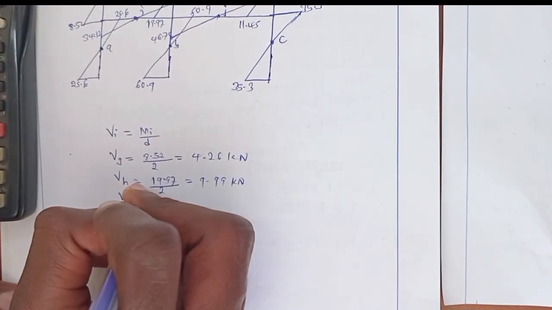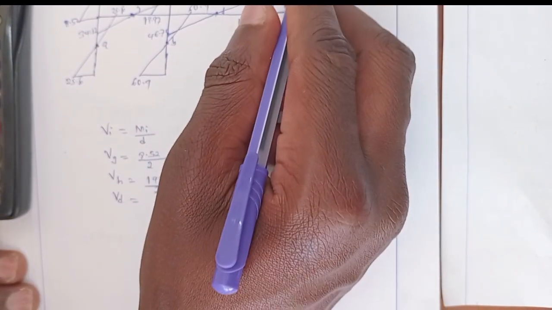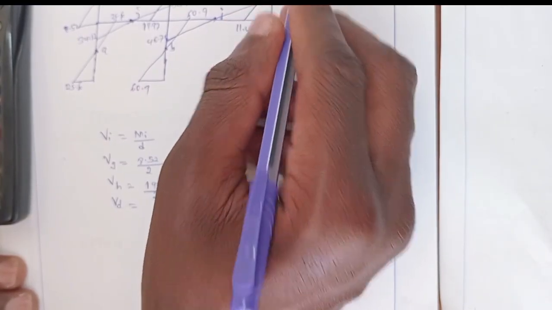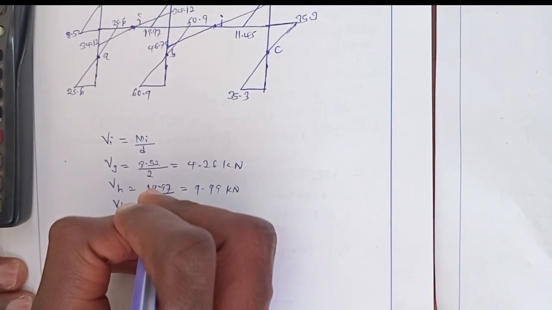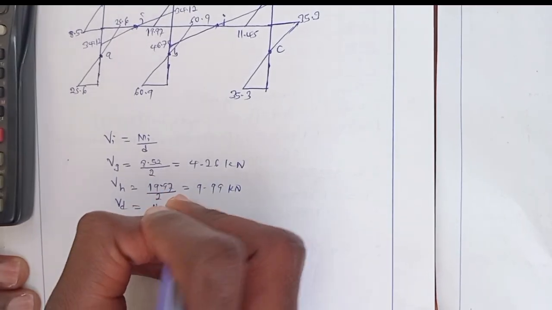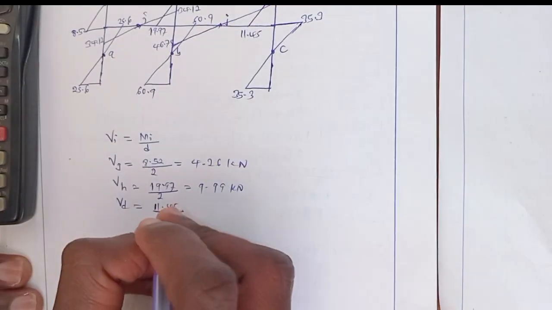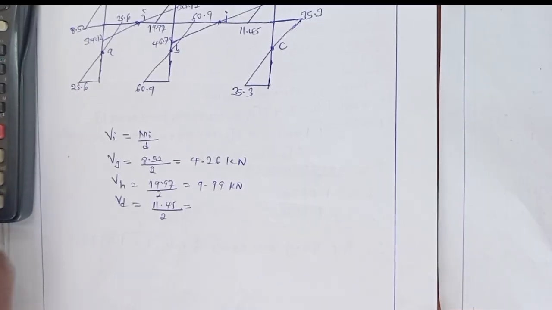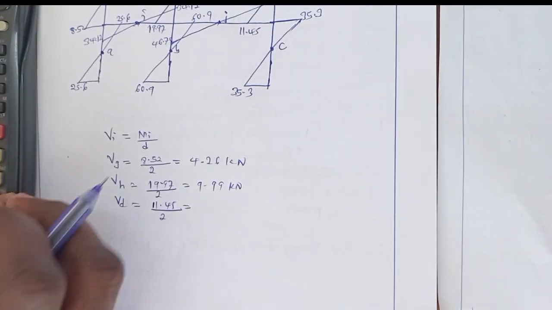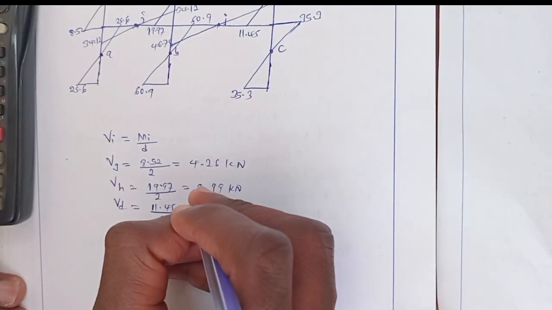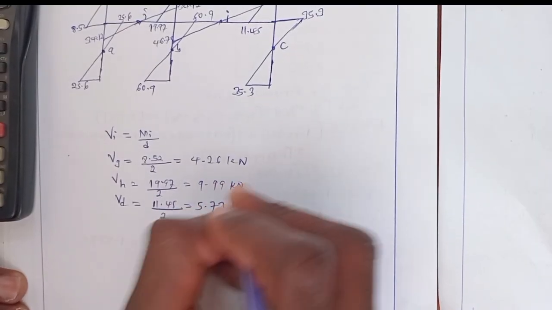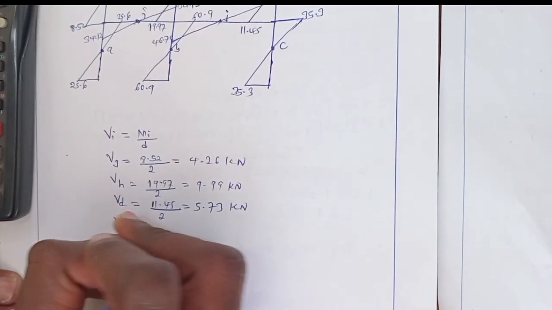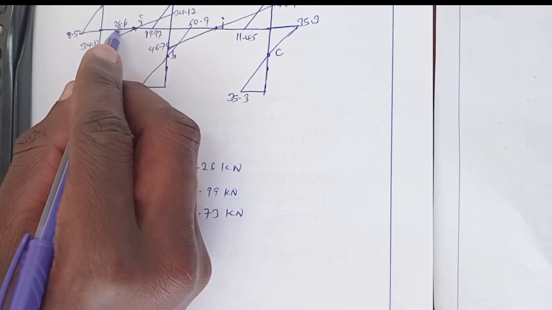VD, it will be this one. Its bending moment diagram is this one. So 11.45 over its distance from this point to this point, which is 2. So 11.45 divided by 2 will be 5.73 kilonewton.